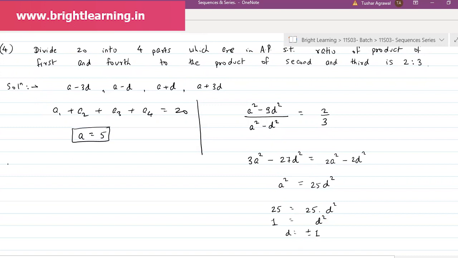Like the previous question, the 4 parts are a minus 3d, a minus d, a plus d, a plus 3d. One part will be a minus d, so 5 minus 1 is 4. A plus d, 5 plus 1 is 6. Then 8 and then 2. Or you get these terms in the reverse order.